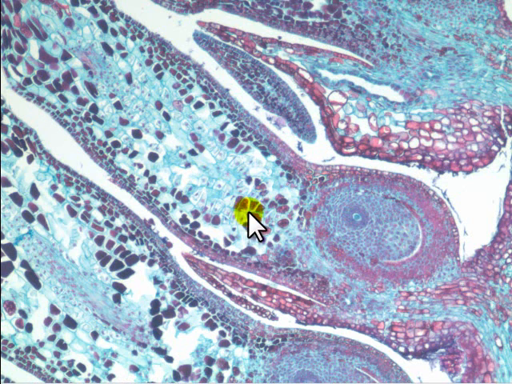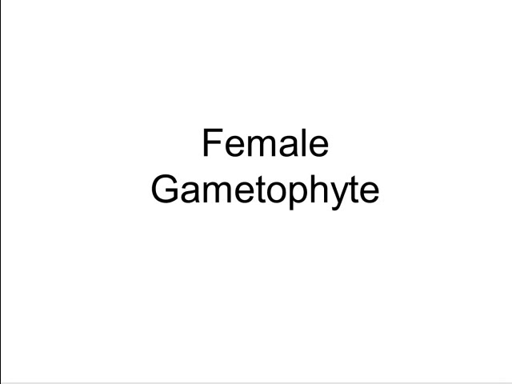This part? This is the megasporophyll. What is this part right here? The megasporangium. You can see something happening in there. Maybe that is a megasporocyte. Not real sure, but it could be.